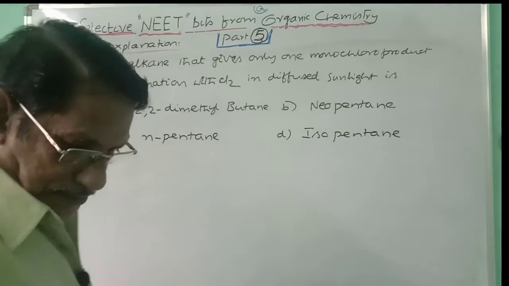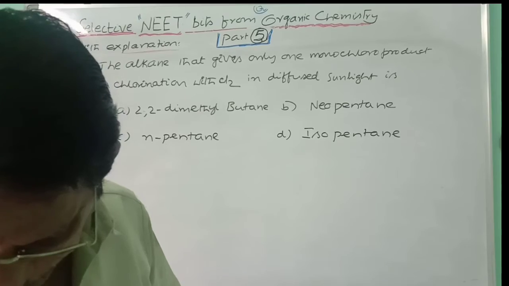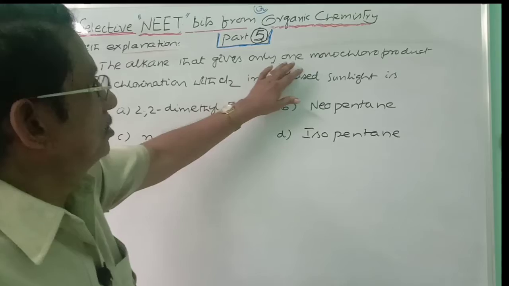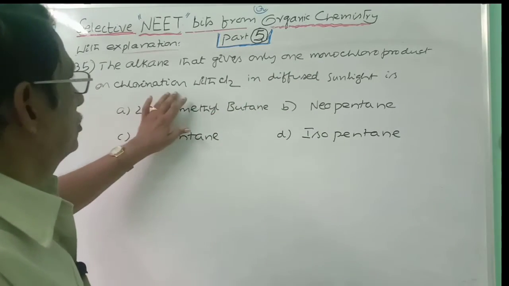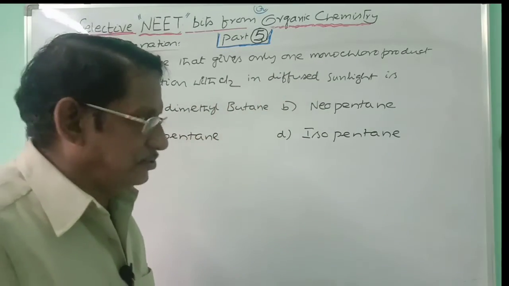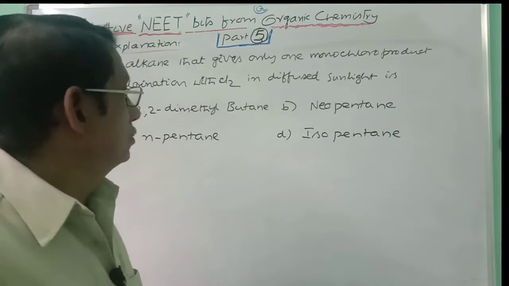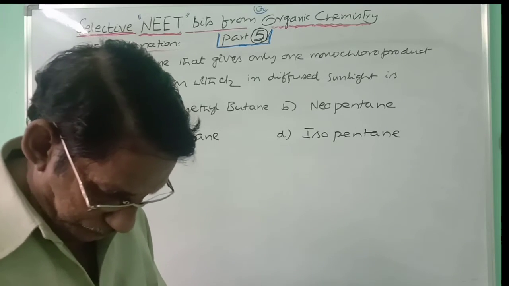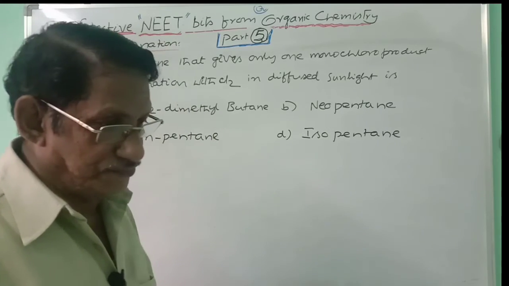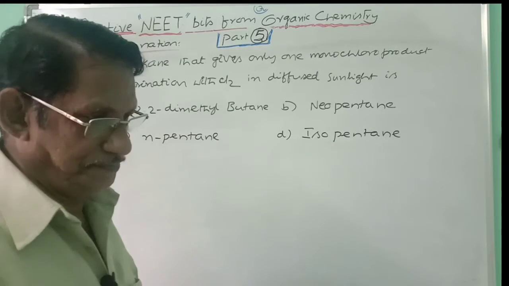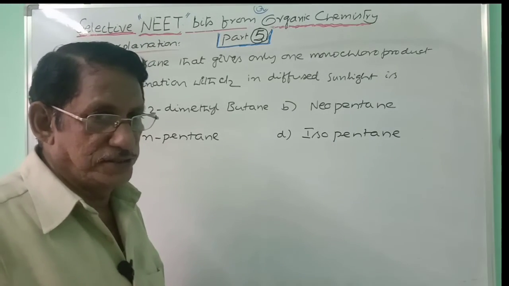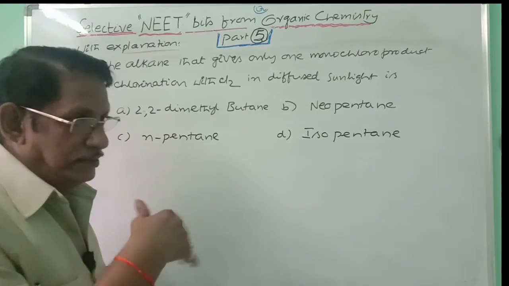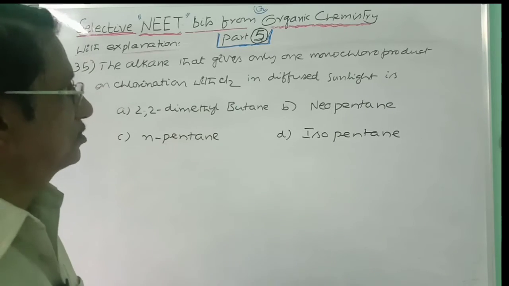Next one, 35th one. For today's session, this is the last bit. The alkane that gives only one monochloro product on chlorination with chlorine in diffused daylight, diffused sunlight. Which alkane gives only one monochloro derivative? This is very important. In the discussions of isomers of pentane, we discussed this. Isomerism in alkanes was kept in the list in our lectures. Please refer to that, you will get the complete answer.